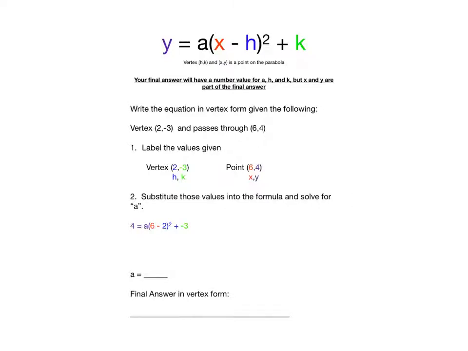Hey guys, today we're going to do a short lesson video on how to write an equation in vertex form if you are given a vertex and a point. So the first thing we want to do is make sure we're looking up here at the top and remembering what our vertex form looks like.